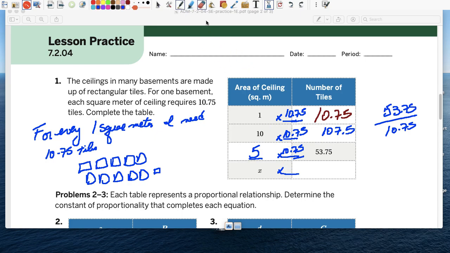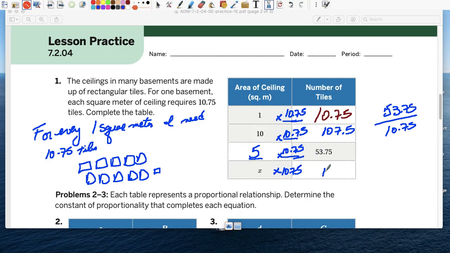And then the last one's a little weird. It says x. What if I have x square meters? Meaning it could be any number. It could be 5, 7, 8, 9, 10, 100. x represents any number of square meters. Well, whatever that number is, all I have to do is multiply it by 10.75. What's x times 10.75?